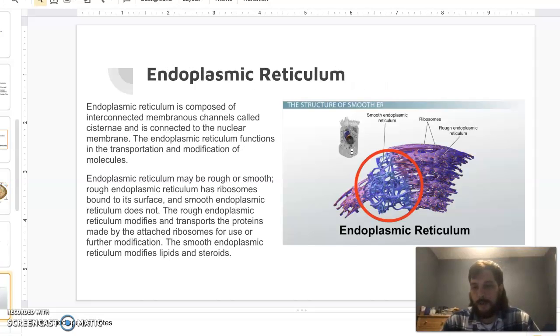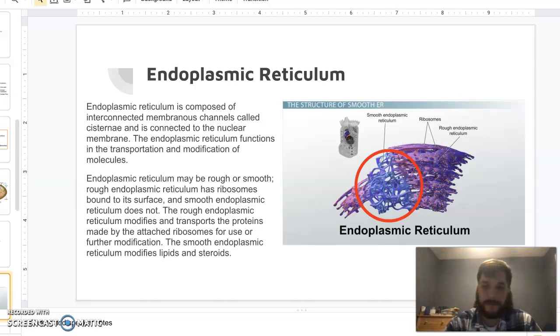So the next organelle that we're going to learn about is the endoplasmic reticulum. It's a pretty important one. It's composed of interconnected membranous channels called cisternae, and they're connected to the nuclear membrane. So you'll see the endoplasmic reticulum basically connected to the nucleus because it's connected to the nuclear membrane, which surrounds the nucleus. And one of its main functions is in the transportation and modification of molecules.